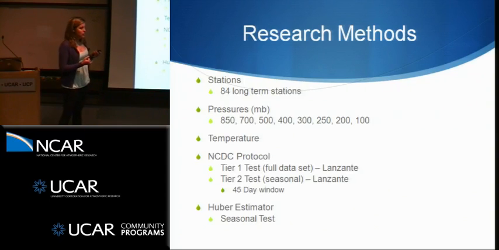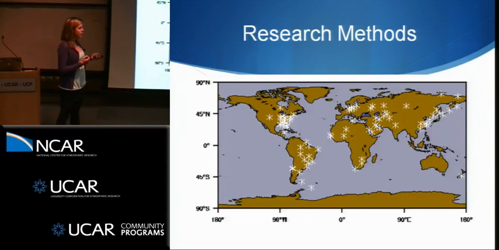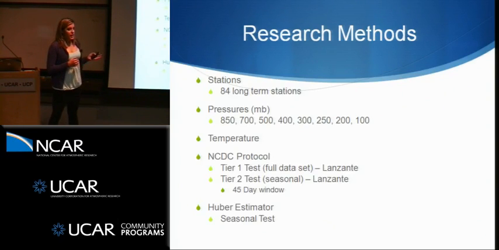So for my research, I used 84 long-term stations here, globally distributed, so they have more than 30 years worth of data, over 8 different pressure levels for just temperature. And from this data, I completed the NCDC protocol where they did a tier 1 test or a full data set test, where basically they took one pressure level, calculated a mean and standard deviation over the entire pressure level. So you don't get any of the seasonal variability, annual, anything like that, just for the whole data set. And then looked at outliers that were beyond 6 standard deviations away from that mean.